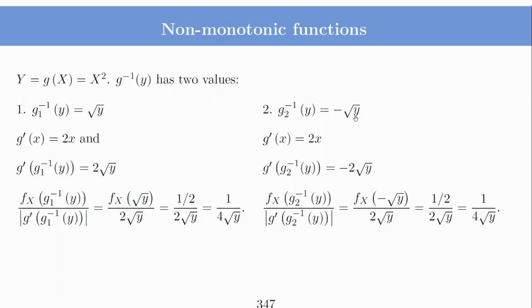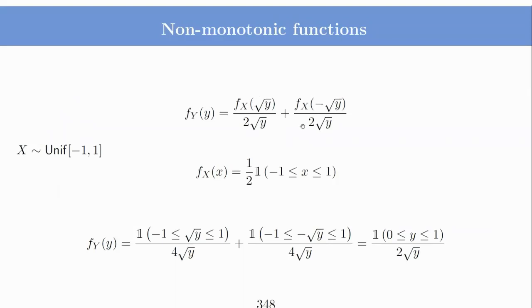Similarly, the second root will be minus root y, and the derivative would be minus 2 root y. When I take the absolute value, it will still be 2 root y, and the upper side is minus root y. So if y is between 0 to 1, this will be between -1 and 0, which will also give you half. So this will be 1 upon 4 root y. If I add the two, I will get 1 upon 2 root y. Okay, so I have to add them. So the density would be 1 divided by 2 root y.